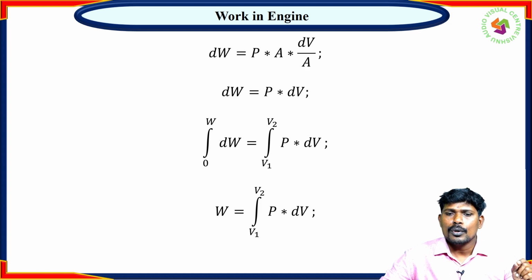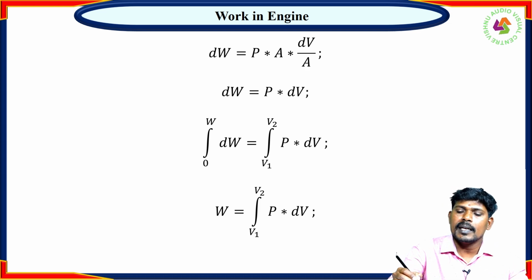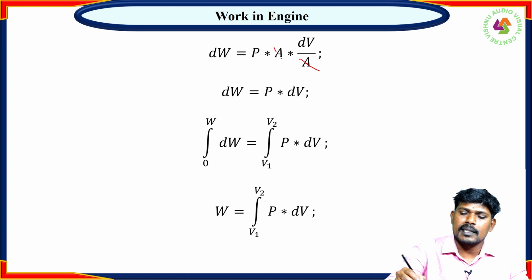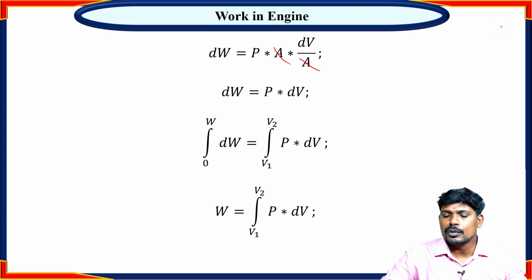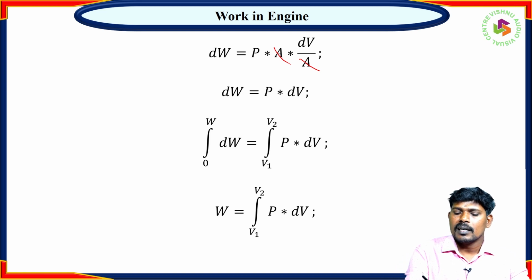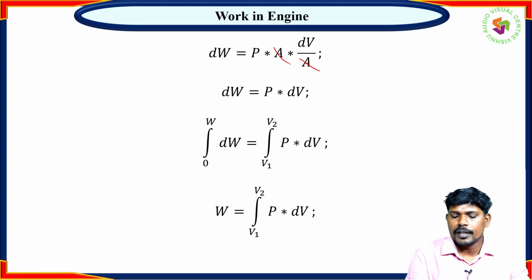Okay. So from there the A's both get cancelled. Now dW is equal to P dV. Now integrate on both sides. The integration limits for dW are 0 to W, and on the other side the integration limits are V1 to V2. So when you integrate dW, we get W. When you apply the limits also, we get W only.